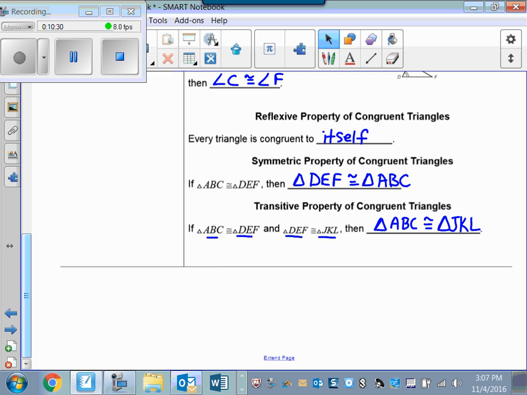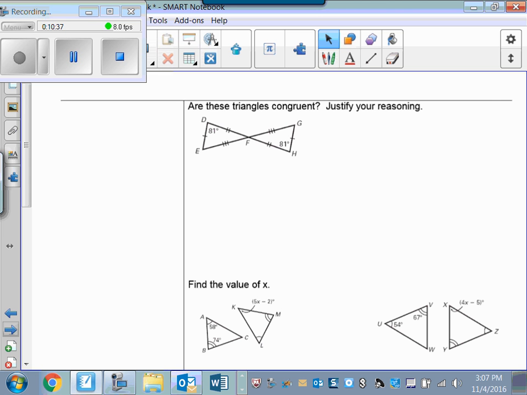All right. Let's do just a couple of practice problems and then we will be done with this lesson on congruent figures. Let's determine if these triangles are congruent, and we will need to justify our reasoning. Well, we need to make sure that all the corresponding parts are congruent, right? So we've got an 81-degree angle, an 81-degree angle. We've got a side, that side. We've got this side and this side. This side and this side.